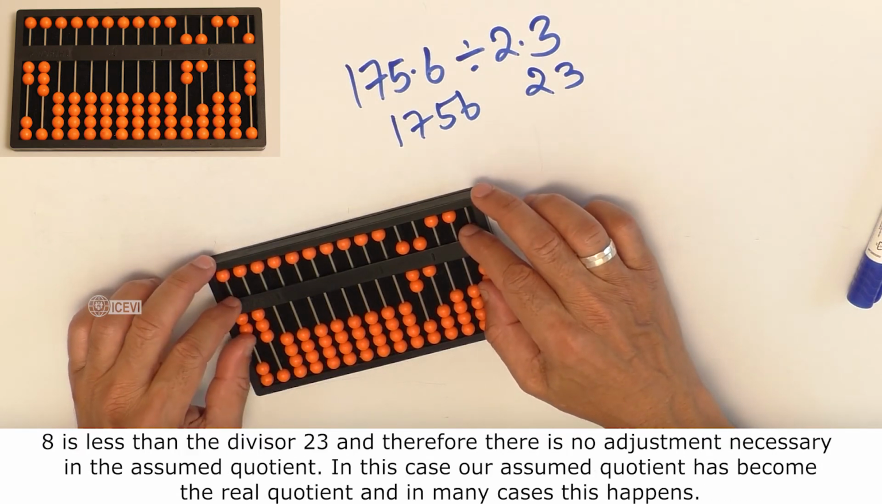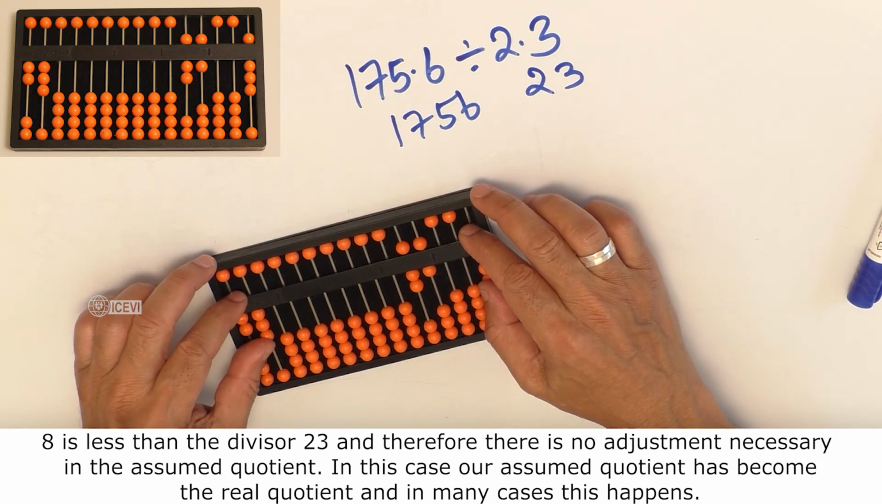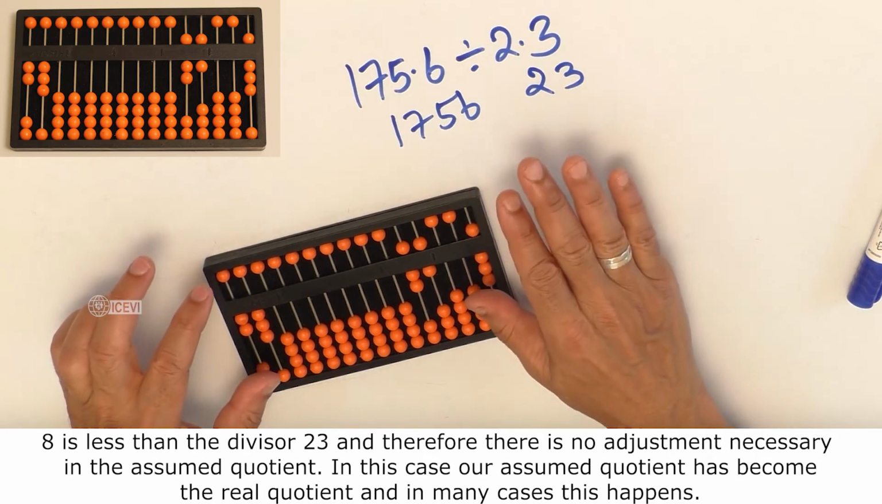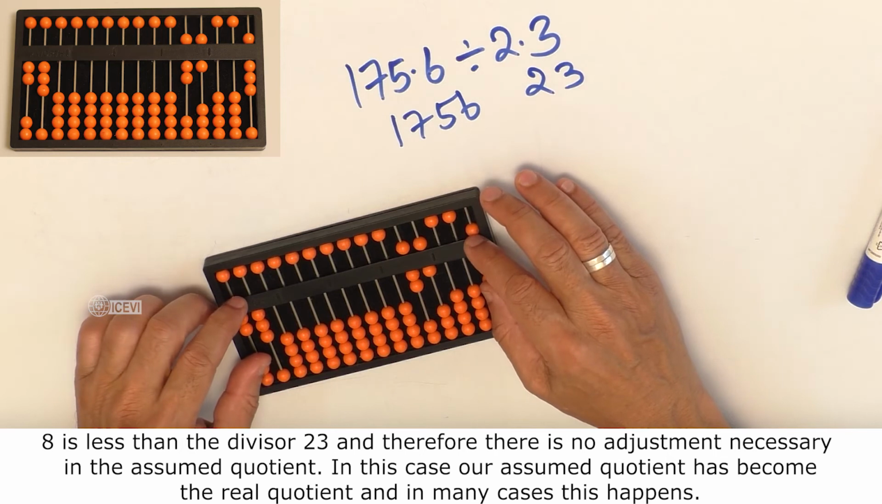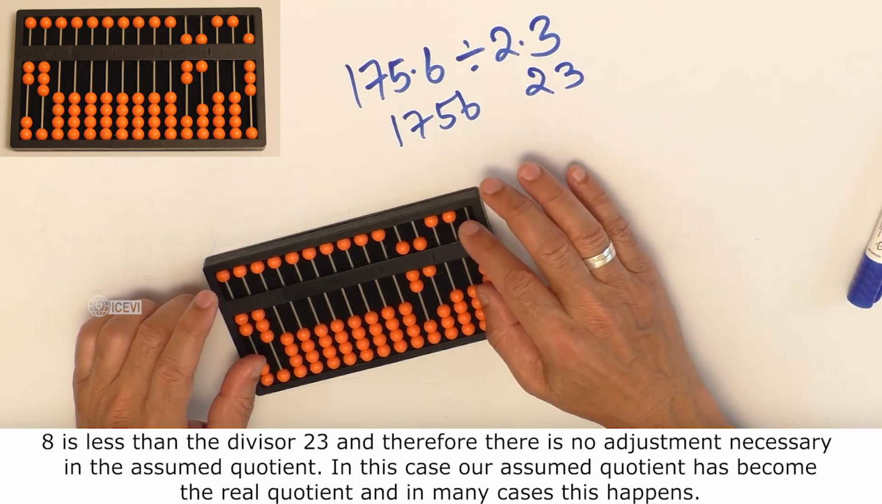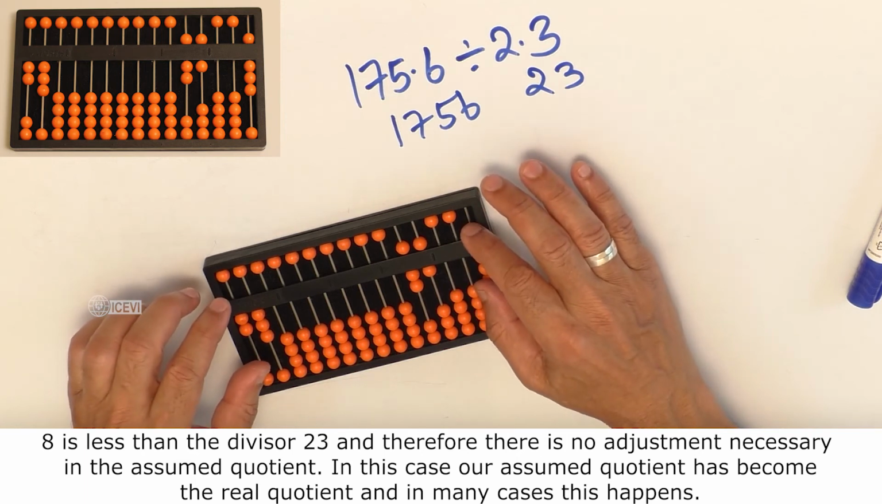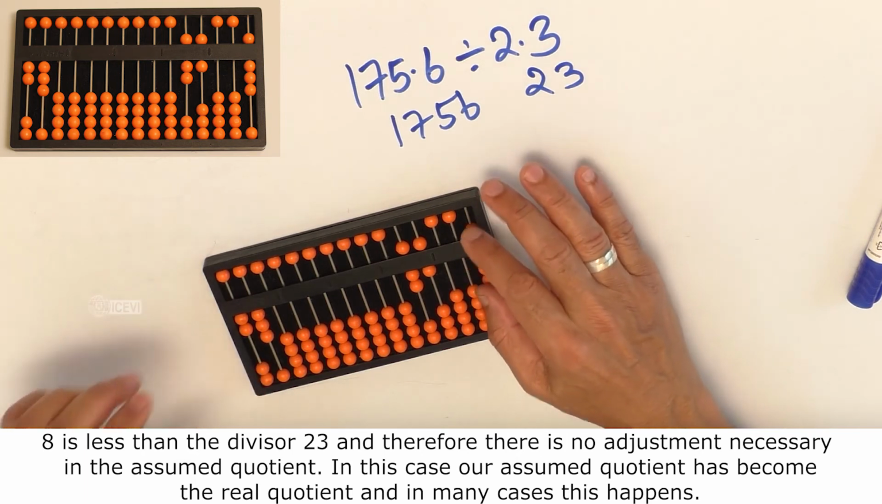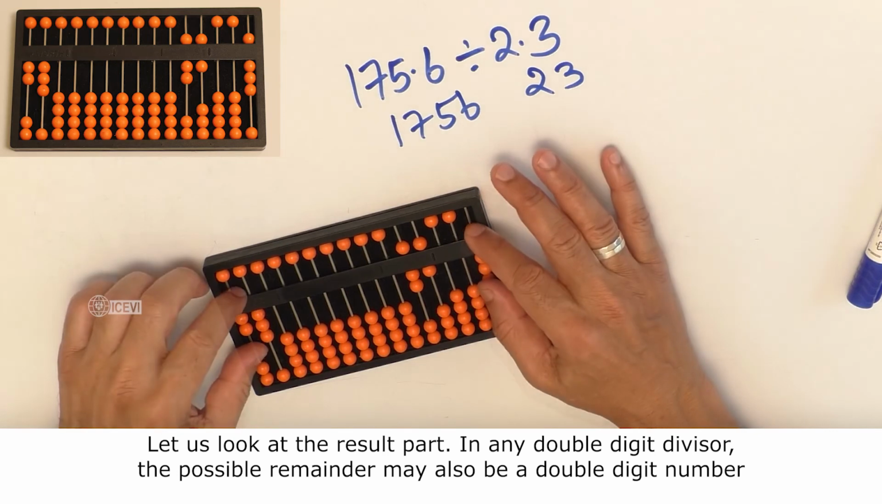8 is less than 23, and therefore there is no adjustment necessary in the assumed quotient. In this case, our assumed quotient has become the real quotient, and in many cases this happens. Let us look at the result part.